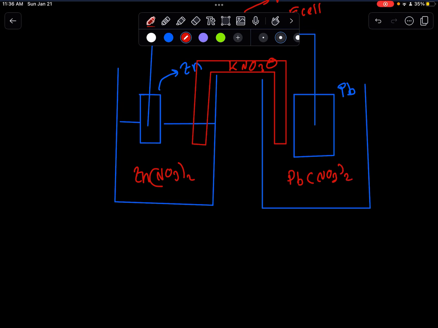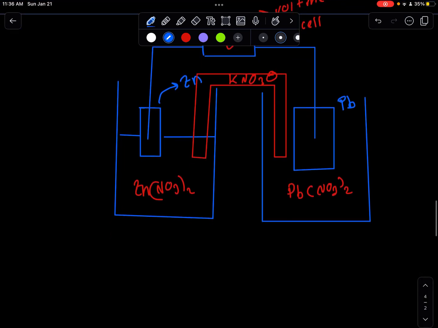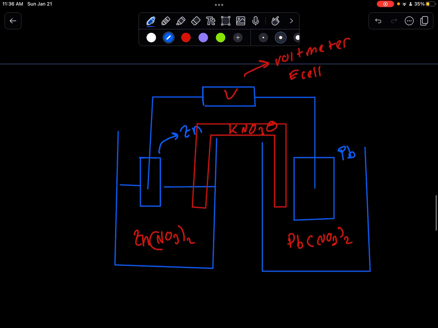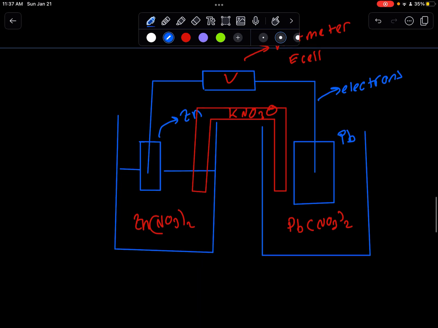Let's look at what's happening here. So we've connected these electrodes with wires. What do you think can flow through the wires? Pause the video and see if you can come up with an answer. Well, the answer is electrons. Electrons can pass through these wires. These are known as the electrodes.